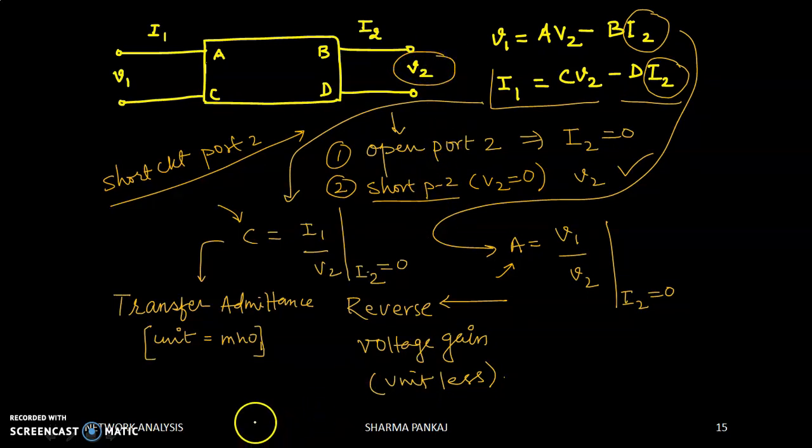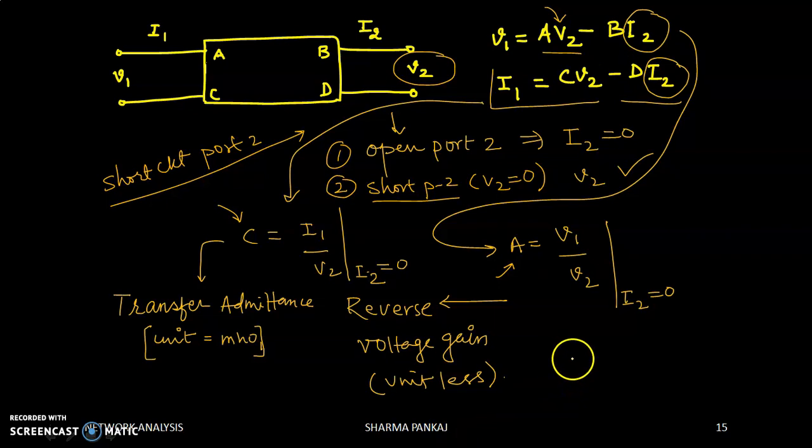Okay. So see equation number 1. This V2 will be 0. It means this term will vanish. This term will vanish. It means V1 will be equal to minus B I2. So B will be equal to minus V1 upon I2.